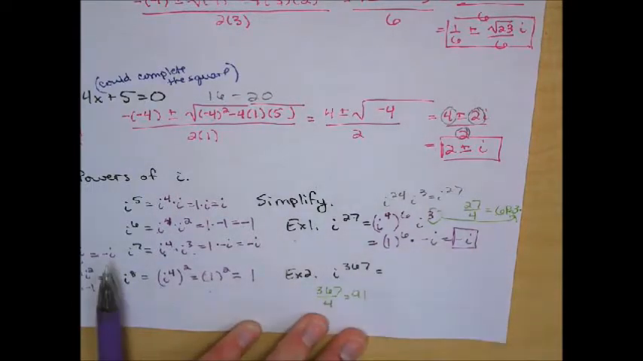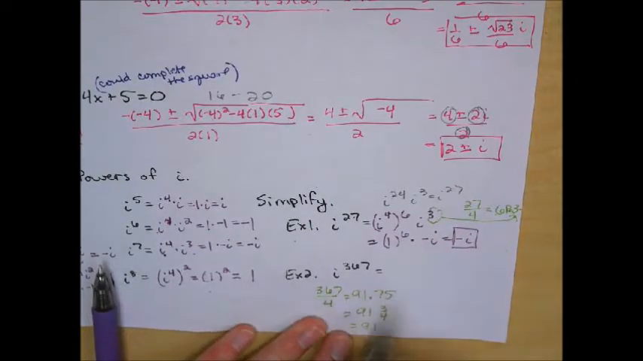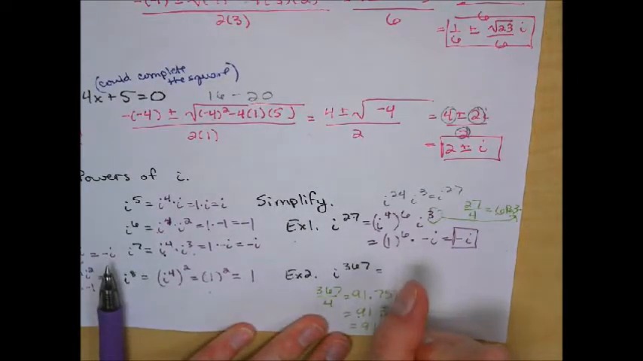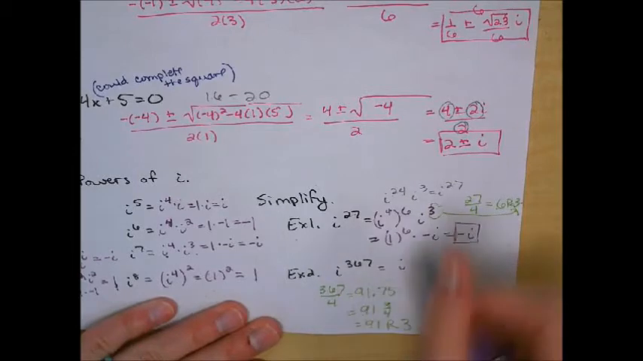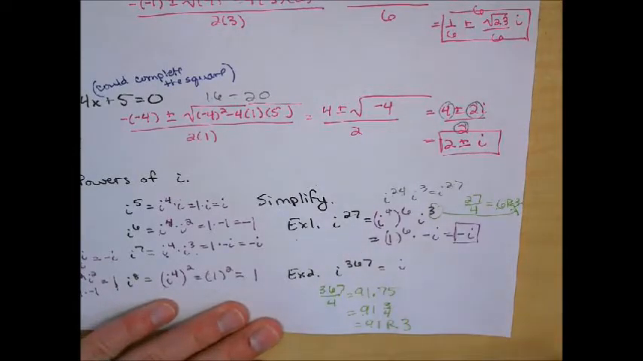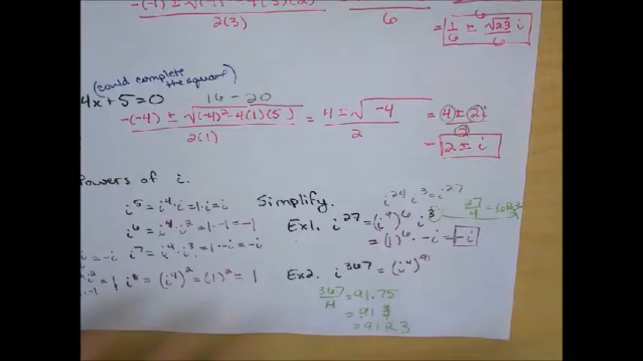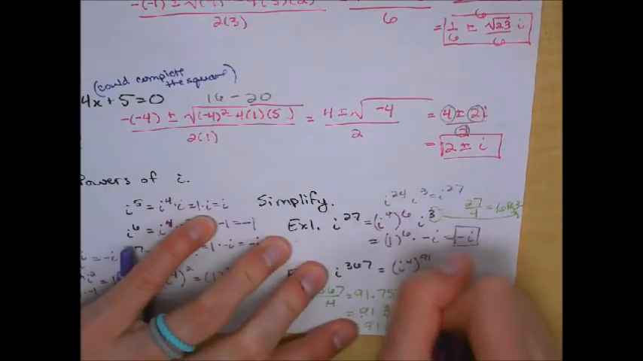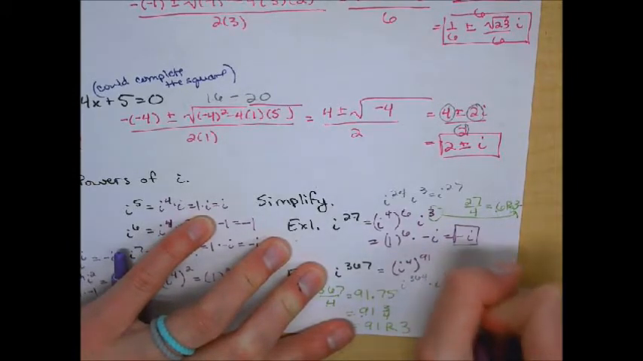91. And it's 91.75. So this is 91 3/4. So that means we're 91 remainder 3. So we actually might end up with the same thing. How would I write it with the purple? I to the 4th. How many times does 4 go into 367? 91. This gives us I to the 364. How many more do we need? 3.